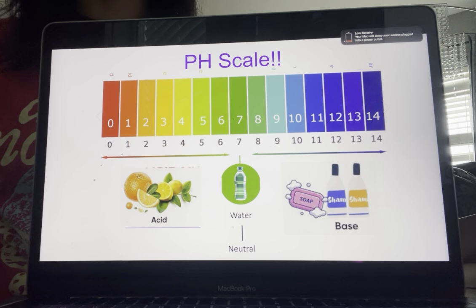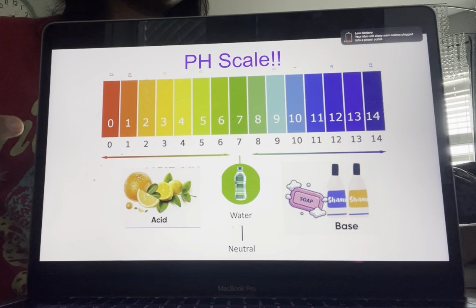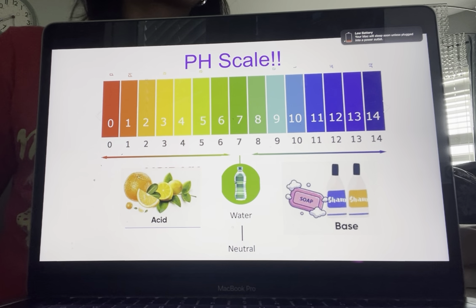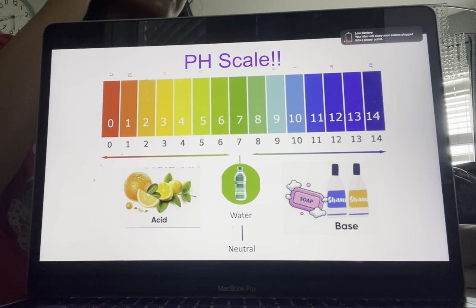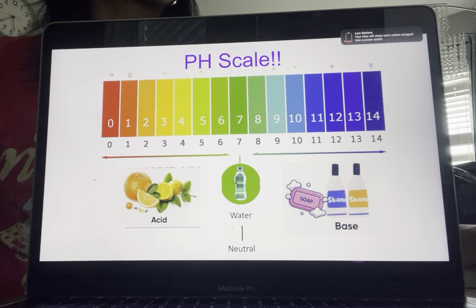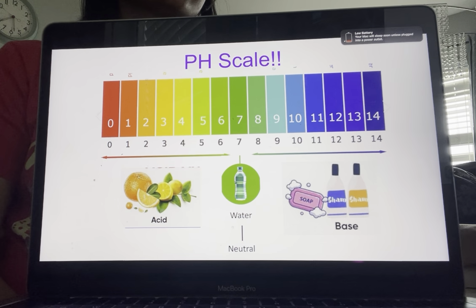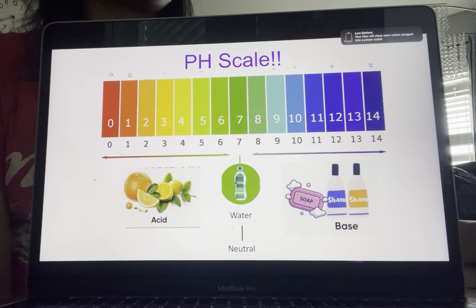If the pH is less than 7, like here, it is an acid. The lower the number, the stronger the acid. For example, something with a pH of 2 is a stronger acid than something with a pH of 5. If a substance has a pH greater than 7, it's a base. The higher the number, the stronger the base. For example, a pH of 12 is more basic than a pH of 9.